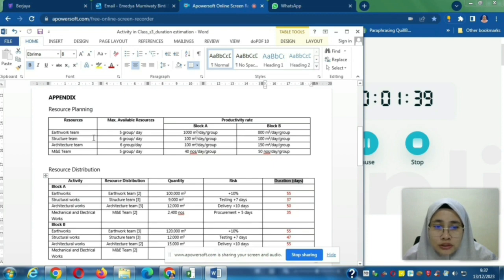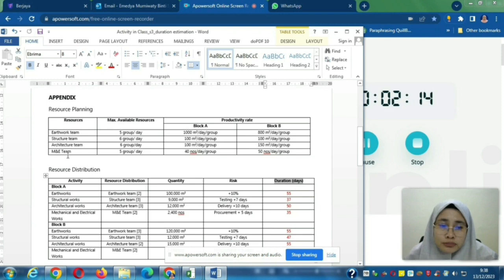For the structure team, we have 6 groups that can work on site in a day, and the productivity rate for each group is 100 meter cube per day to complete the concreting work. Then for the architecture team, we also have 6 groups. Each group for block A can work on 100 meters square of building area per day, and for block B they can work up to 150 meters square per group per day.